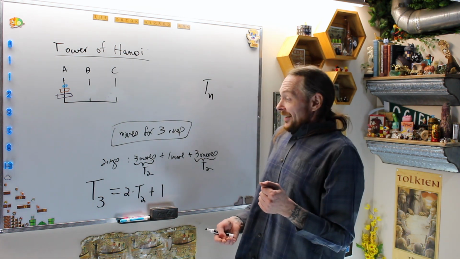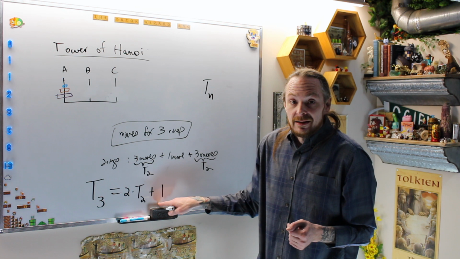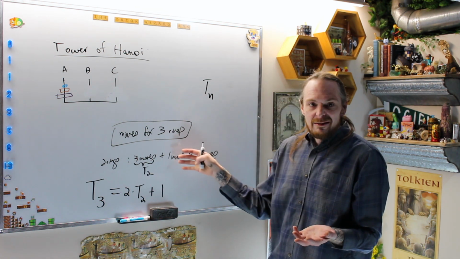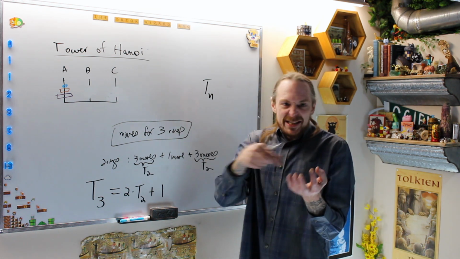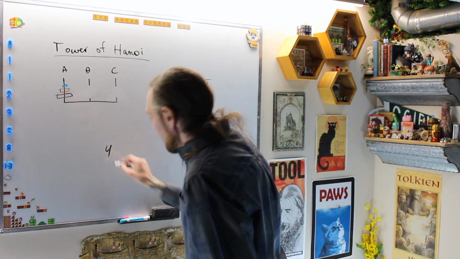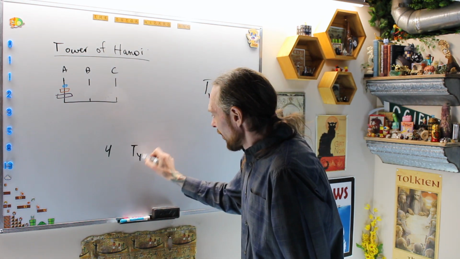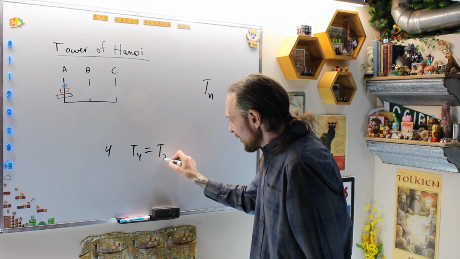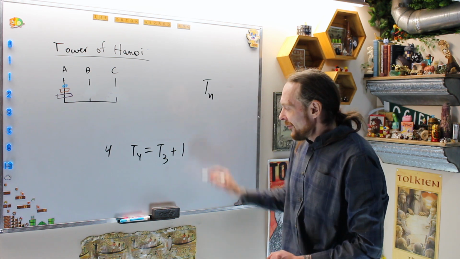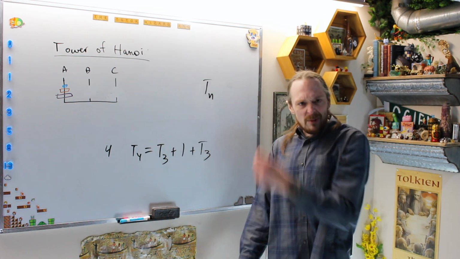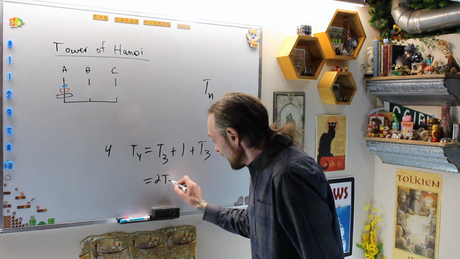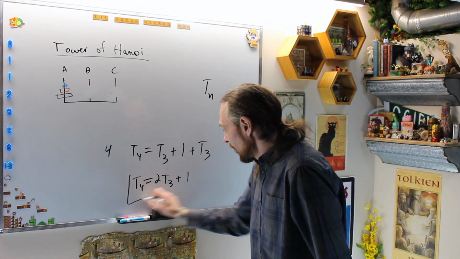Once you get it, I notice a pattern. When I did the 4, I moved the 3 solution, this one, then I moved the 4, then I moved the 3 to get on top of it. So let's do that one more time. To do the 4 rings, that was T4. Well, I moved the 3 rings over, and then I moved the 4th ring, 1 move, then I did the number of moves it would take to do the 3 rings again. So that is 2 times T3 plus 1 is T4.